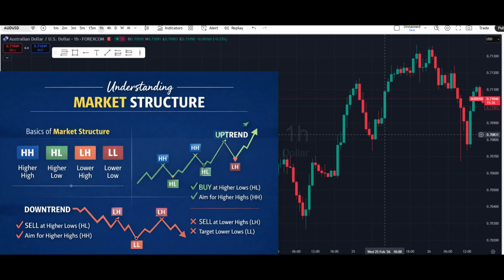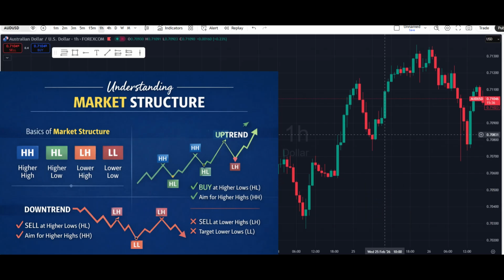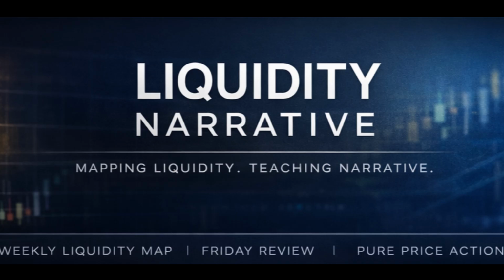Structure gives you direction. Liquidity gives entry. Discipline gives profit. You might know the structure, you might know your liquidity, but if you're not disciplined enough, profits will not come from the skills you are learning. So I say this to you: master this first. Remember, structure defines direction. Direction defines bias. Bias filters your trade. Everything else is built on it.